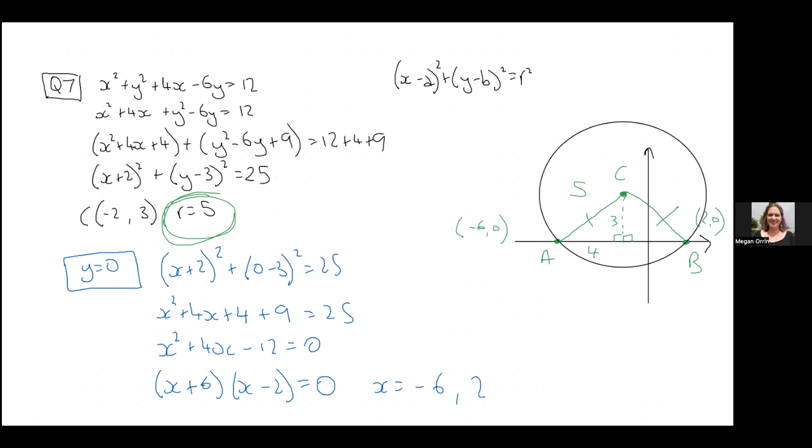And now I need to know the area of my triangle. Isn't it just half times base times height? So half times base times height is 3 times 4. And that gives me 6. But I've got 2 triangles to make up the whole. So double that again, which gives me 12. So the area of this triangle is 12.